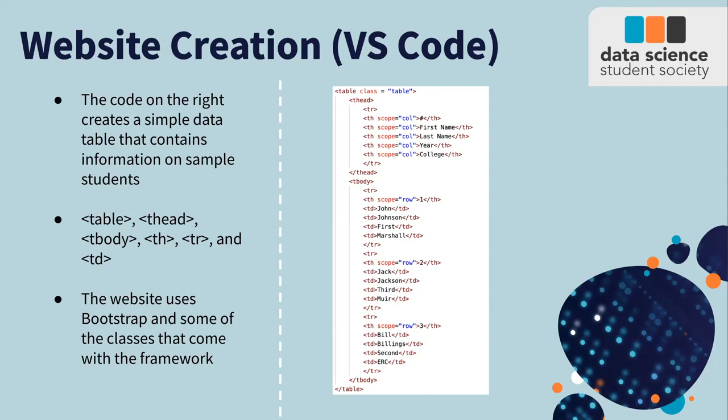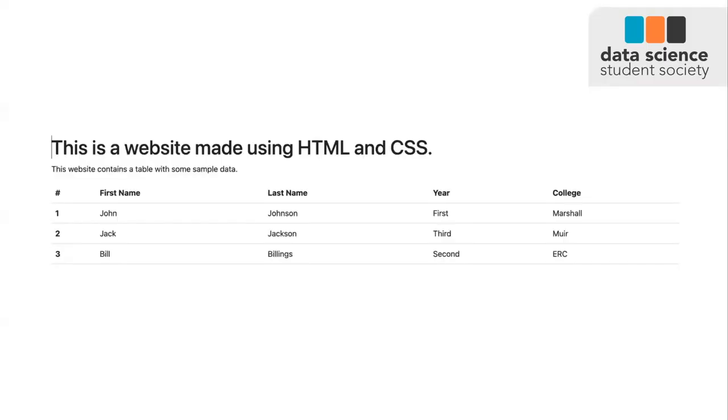TH is the index of each row. TR is each row itself, and then TD is each individual cell. This website uses Bootstrap and some of the classes that come with the framework, and this is what the website looks like. As you can see, all the elements have been styled using Bootstrap, and it's a lot more visually appealing compared to the previous website that we showed.